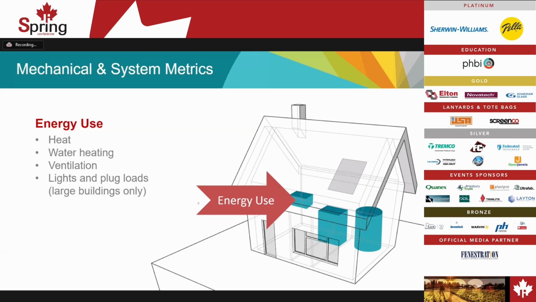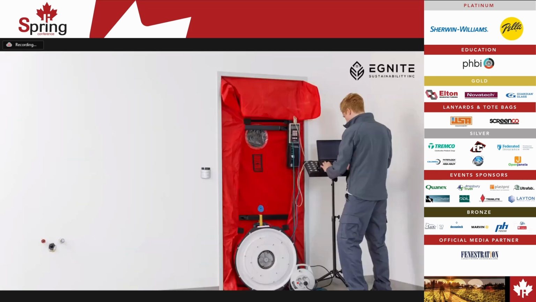Energy usage is pretty straightforward. That's everything to do with our mechanicals, our heating systems, domestic hot water, ventilation. And then we also got our air tightness testing. So we have to meet all three metrics of each one of those individual guidelines in order to hit a certain step code level.